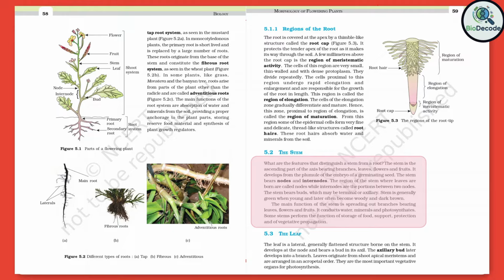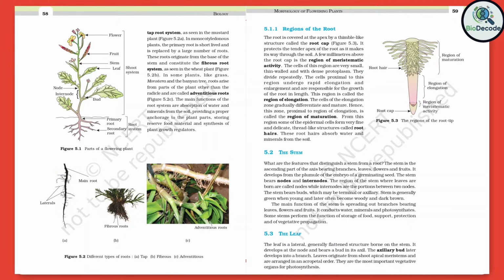The stem bears buds, which may be terminal or axillary. Stem is generally green when young, and later often becomes woody and dark brown. The main function of the stem is spreading out branches, bearing leaves, flowers, and fruits. It conducts water, minerals, and photosynthates. Some stems perform the function of storage of food, support, protection, and of vegetative propagation.